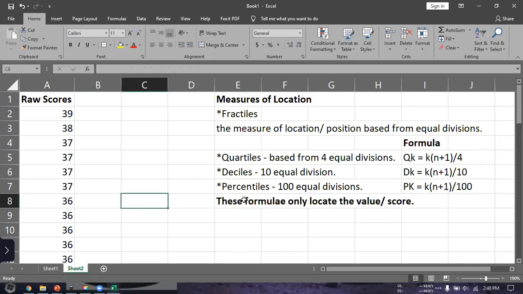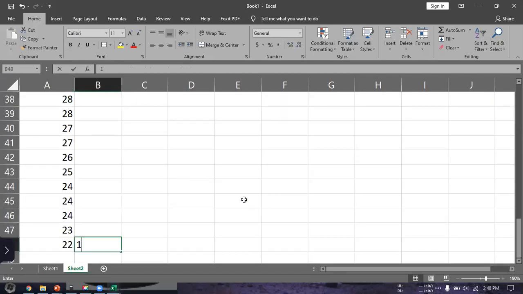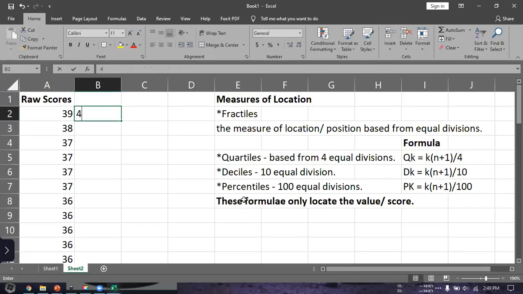Your data was already arranged in sequential order, no? Meaning to say, from lowest to highest, this is the first item, the first value, the first score. This is the second, the third, up to the 47th score. So there's no need to compute for this. This will be your fourth quartile, the 10th decile, and the 100th percentile. This is the highest score.